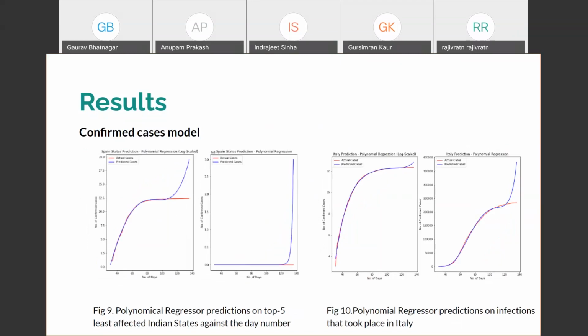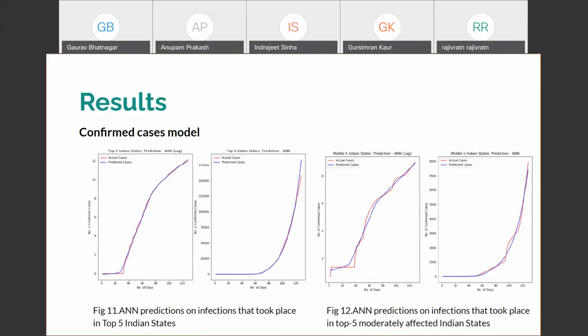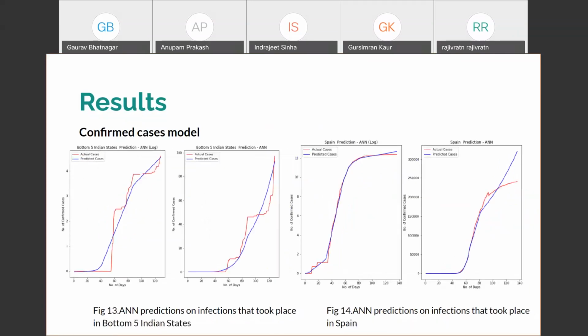So the problem with Spain is that the peak has occurred by then, and there was a point of inflection, and the polynomial regression was missing that, and that is why we moved on to artificial neural network. So this is the modeling of the cases by artificial neural network. And again, red indicates the actual cases, while blue indicates the predicted cases. On left side, we can see top 5 Indian states, and on right side, we can see moderately 5 Indian states. And these are for bottom 5 Indian states. And now on the right side, you can see for Spain. So again, we can see that for Spain, the results are much better than regression models.